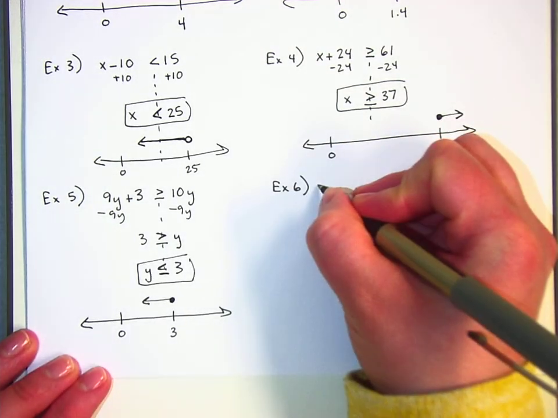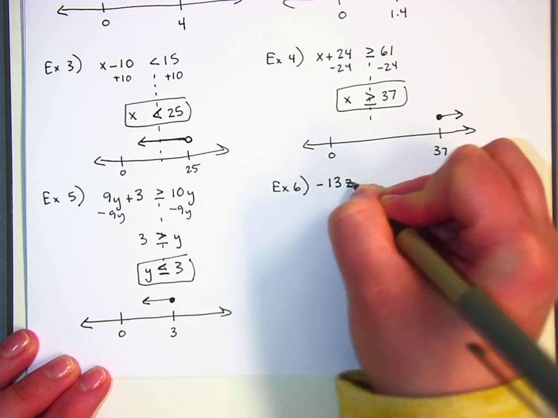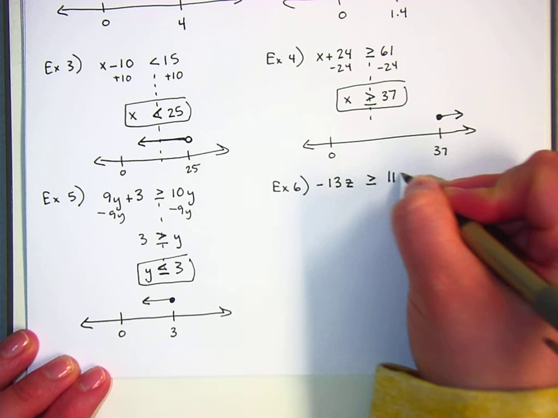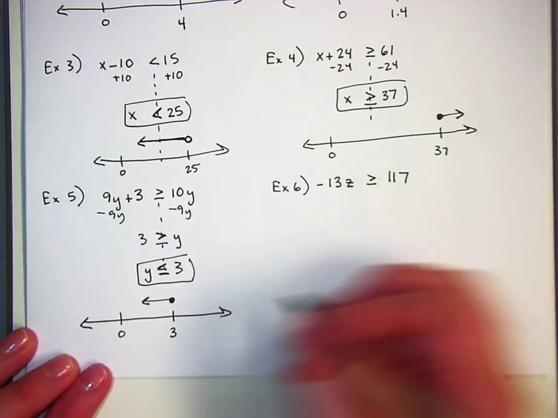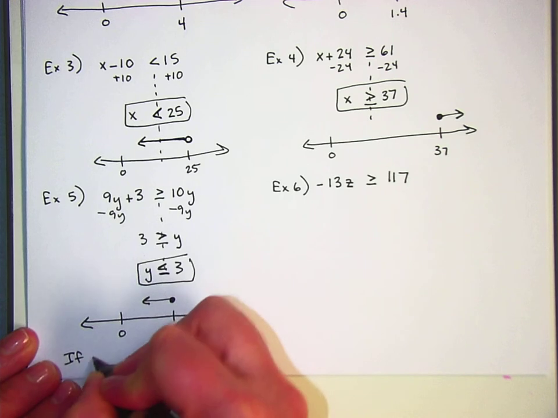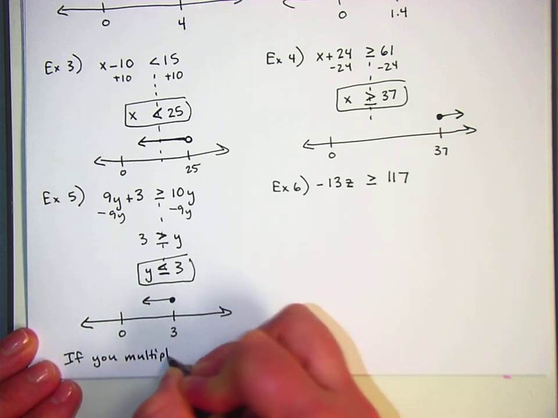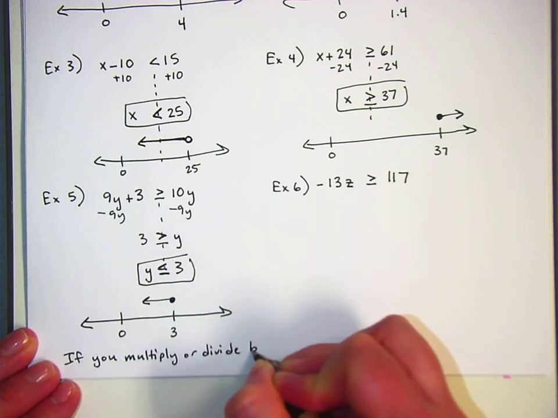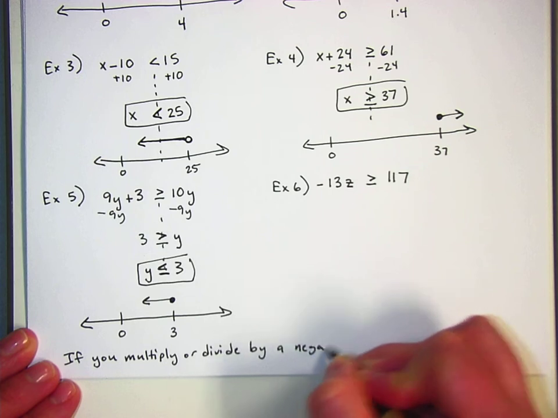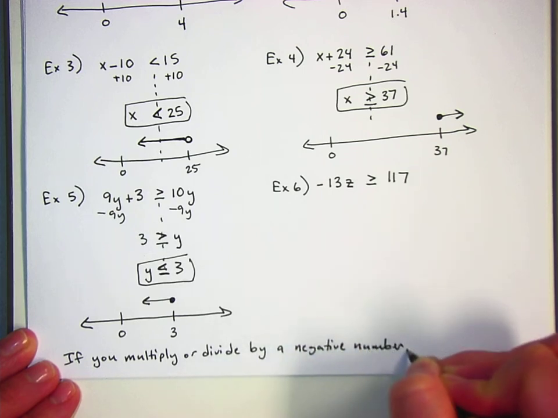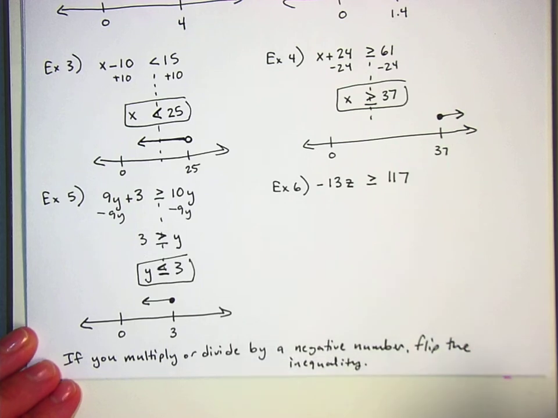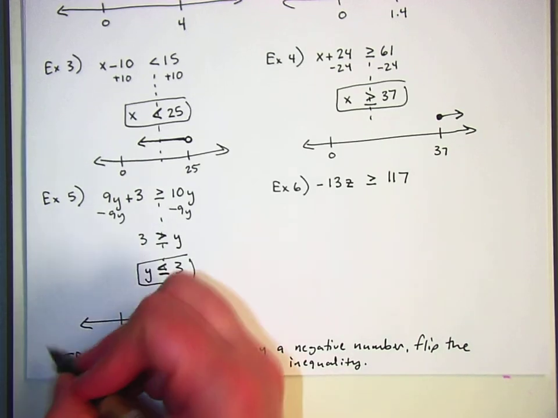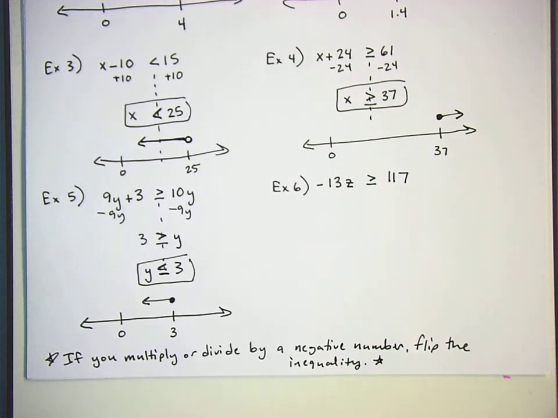All right. And then finally, I've got example 6 here, which is a little bit, well, not really tougher, but there's one more rule that I need to tell you that we'll go over a lot tomorrow. But that rule is simply, if you multiply or divide by a negative number, flip the inequality. So that's a big thing to make sure is on your note sheet. If you multiply or divide by a negative number, flip the inequality.